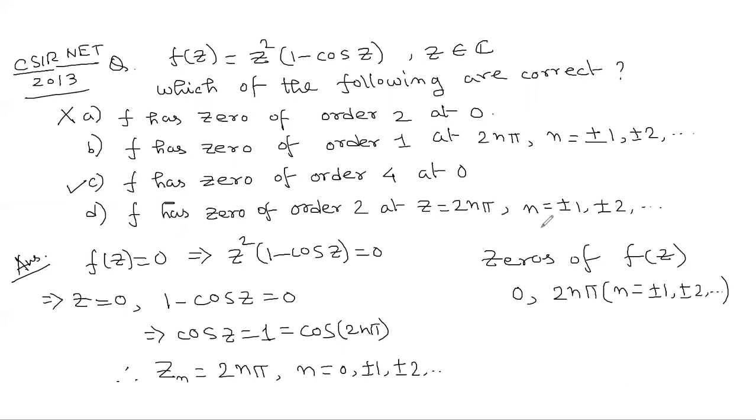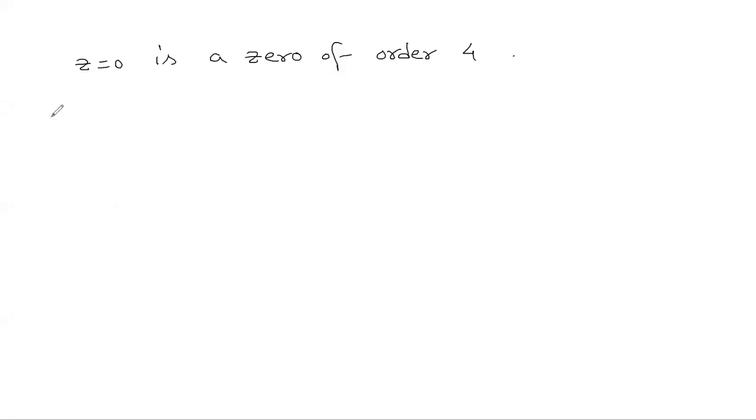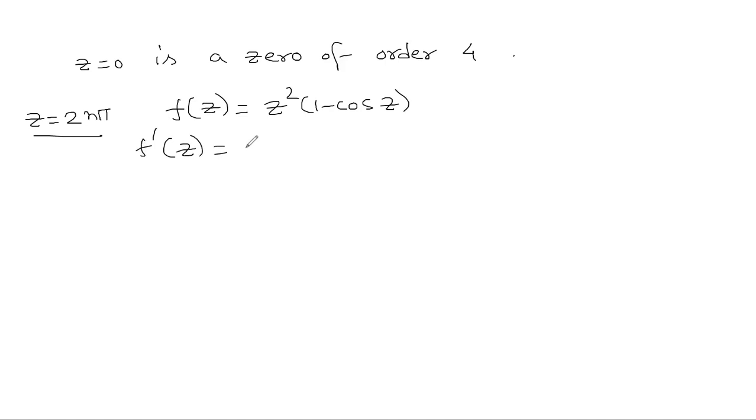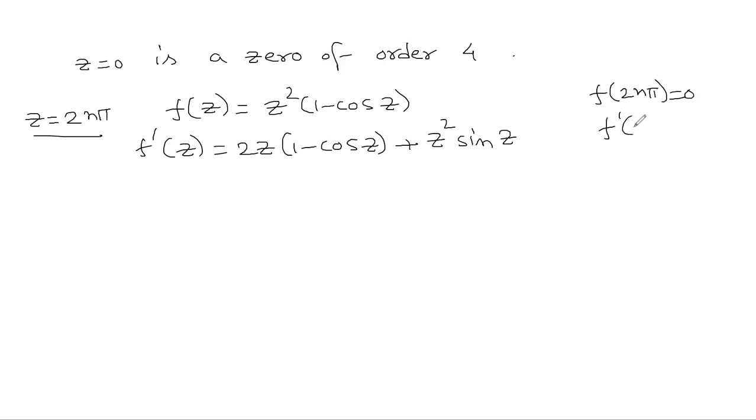Now what about the order at 2n pi? For z equal to 2n pi, we'll differentiate f(z) once, which is given by f dash of z equal to 2z into 1 minus cos z plus z square into sin z. So we'll check. f of 2n pi is 0. So what is f dash of 2n pi? So this is also 0, isn't it?